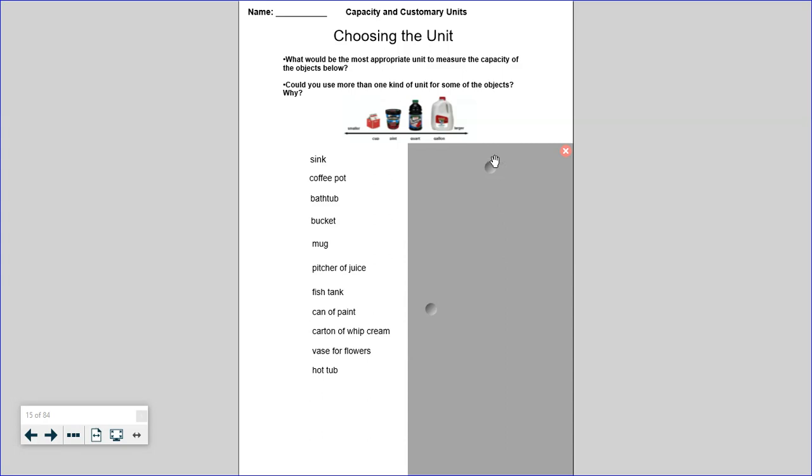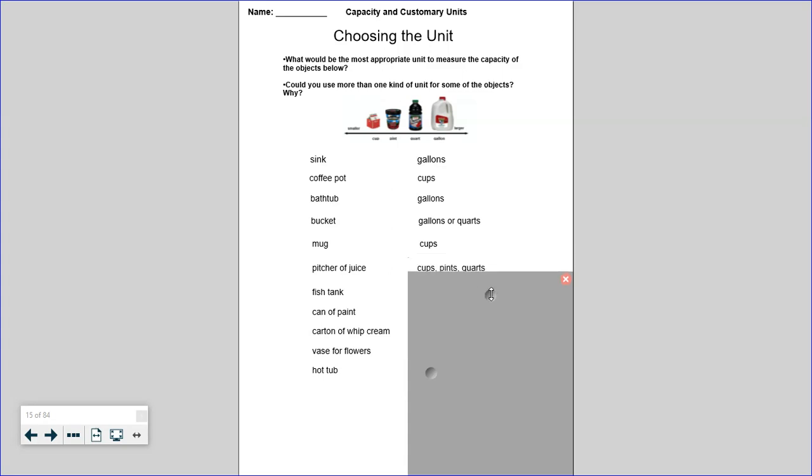So a sink, your kitchen sink or your bathroom sink, definitely gallons, right? That holds a lot of water. A coffee pot is probably going to be cups. A bathtub, definitely gallons. What do you think about a bucket? Well, we couldn't really decide. We said gallons or quarts here. It kind of depends on how big it is. Buckets do come in lots of sizes. How about a mug, like a coffee mug? Definitely cups, because that's pretty small. A pitcher of juice, cups, pints, or quarts, depending on how big it is.